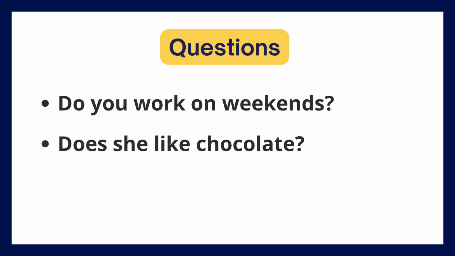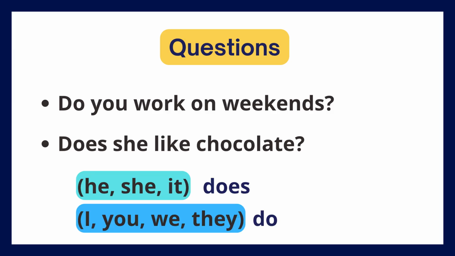So now it's even easier than the negative and the affirmative. Just put do or does at the beginning of the sentence and you have the question. Let's repeat here some examples together. Come on. Do you work on weekends? Do you work on weekends? Does she like chocolate? Does she like chocolate? Again, he, she, or it, we're going to use does at the beginning. And I, you, we, they, we're going to use do. Okay, that's why do you work and does she like?